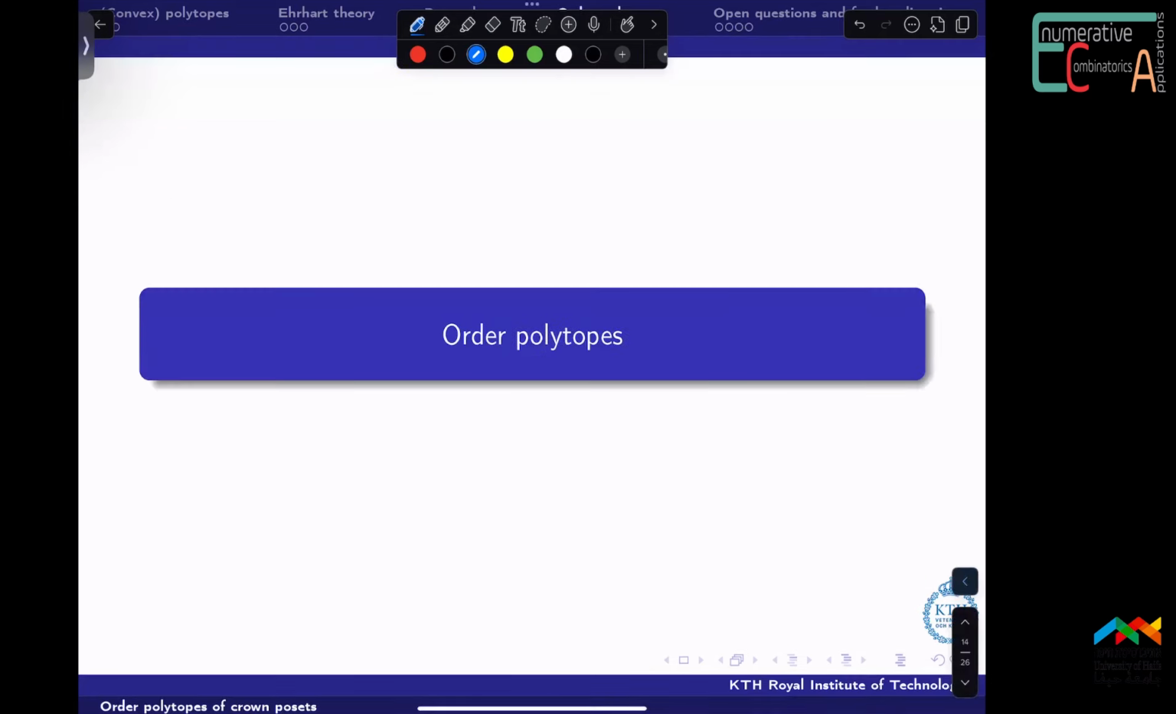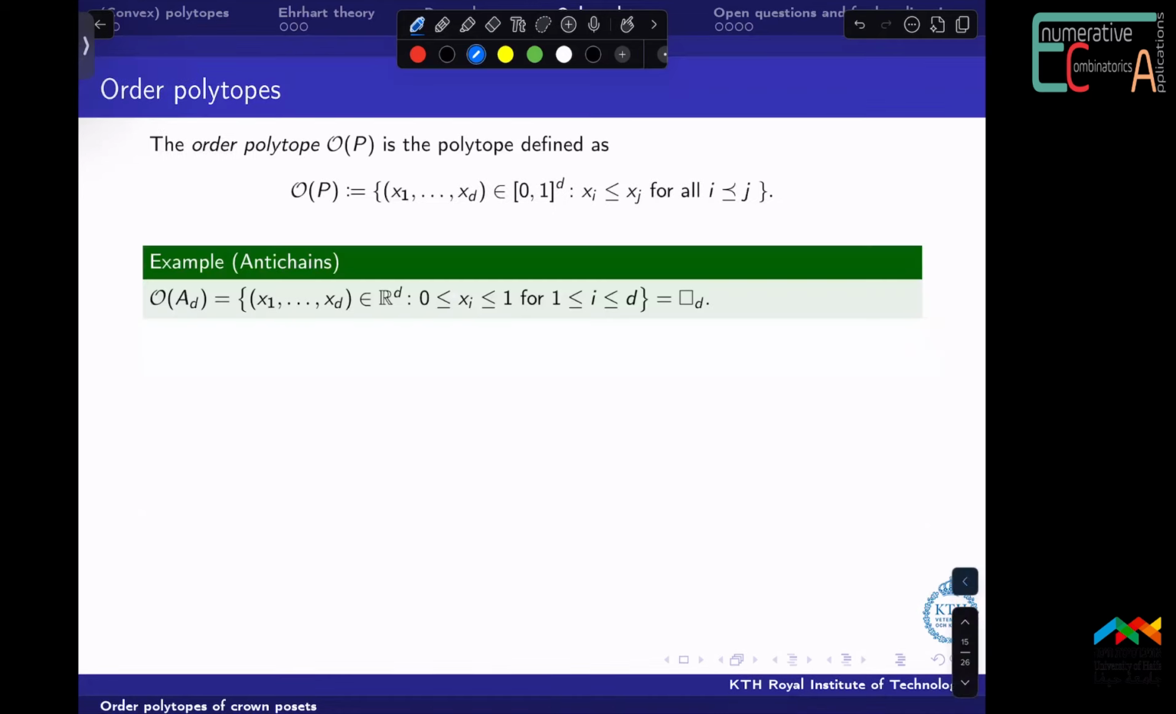Now I can introduce order polytopes. This is a class of convex lattice polytopes defined in the way that you can see on your screen, which keeps track of the order relations of my poset, in the sense that x_i is smaller or equal than x_j for every i that is smaller or equal than j in my poset.